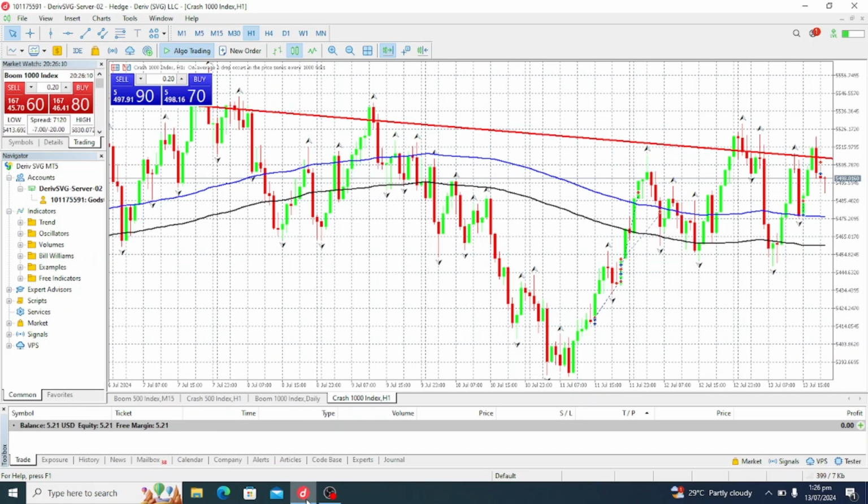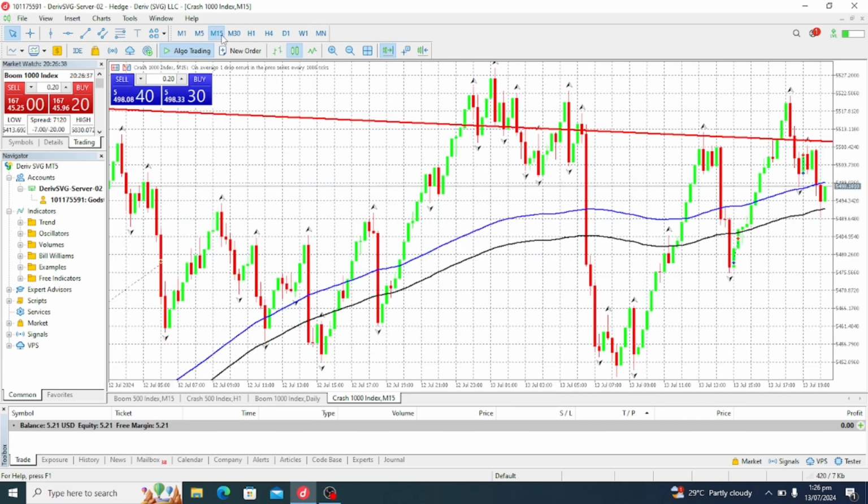So this strategy is simply two main things you need to take note of. The first one is your time frame. We'll be making use of the 15-minute time frame and the 5-minute time frame, and this is a good scalping strategy that I'm about to share with you. So if you go to your 15 minutes, as you can see, my indicator is already on board.